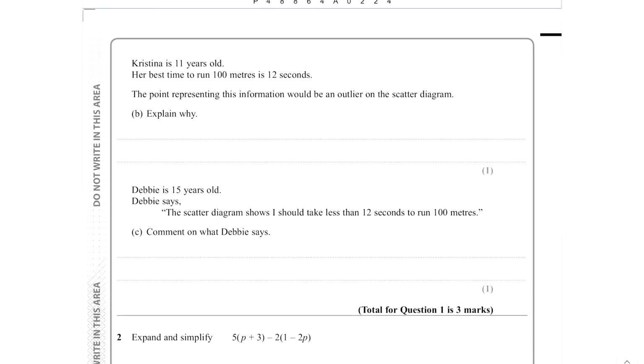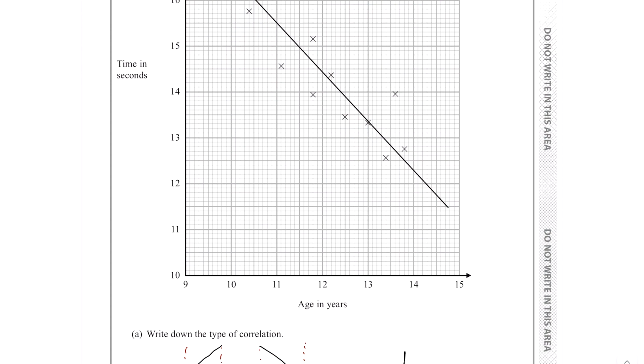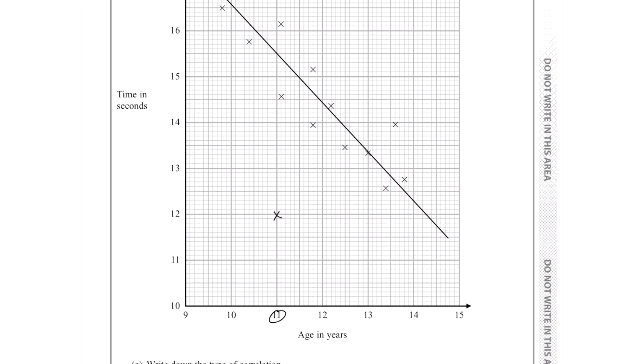Alright, Christina is 11 years old. Her best time to run 100 meters is 12 seconds. The point representing this information would be an outlier on the graph. Explain why. So 100 meters in 12 seconds for an 11-year-old. So she is 11, which is there. She does it in 12 seconds, and you can see that point there lies very far away from the line of best fit and the rest of the points.